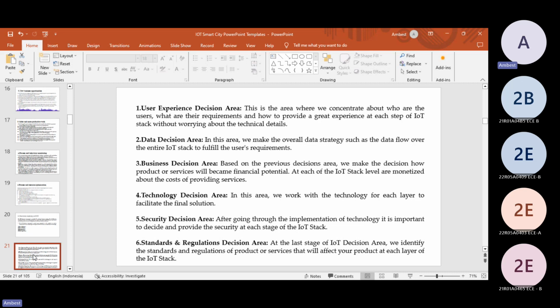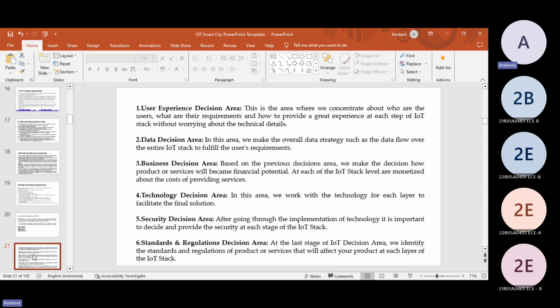It makes a decision on how the product and services will become financially potential, and it is monetized according to the cost of producing the services. And the fourth thing was the technology decision area. In each layer we facilitate the final solution. The fifth thing was the security decision area. It is used through the implementation of a technology, which is important to decide and provide security to each stage of an IoT stack.